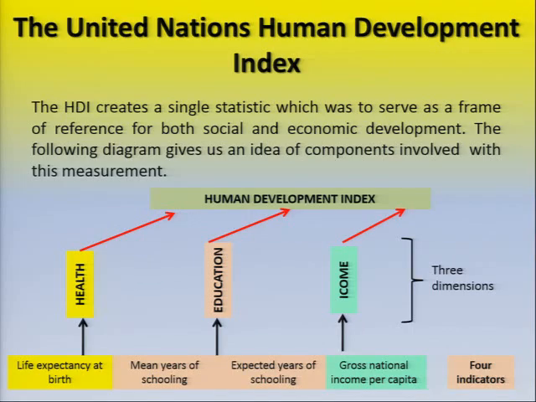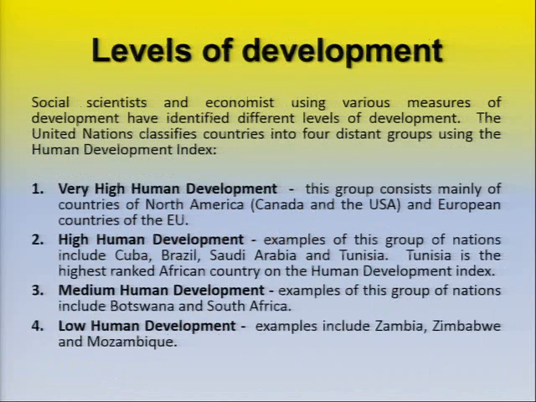So this is, according to the United Nations, the Human Development Index. It's a very, very important indicator. The levels of development, you have seen this in grade 11 when you were doing developing countries. Social scientists and economists use various measures of development that have been identified. The United Nations classifies countries into 4 distinct groups using the Human Development Index.